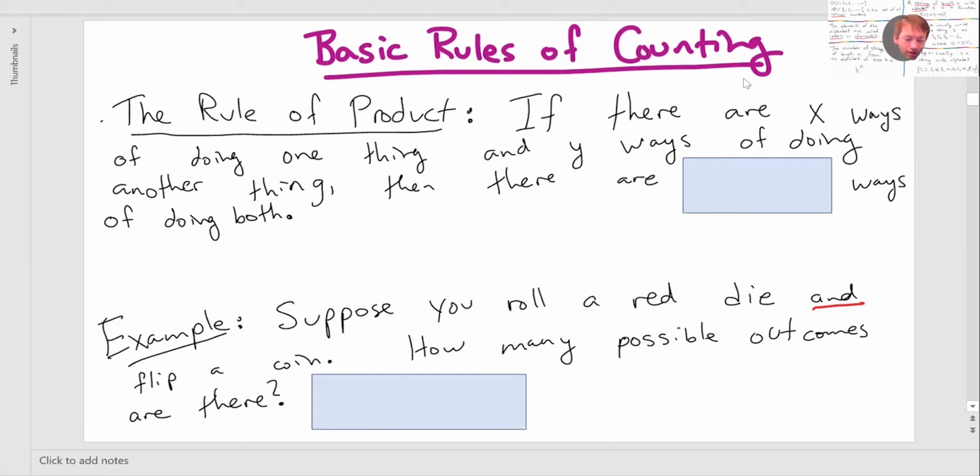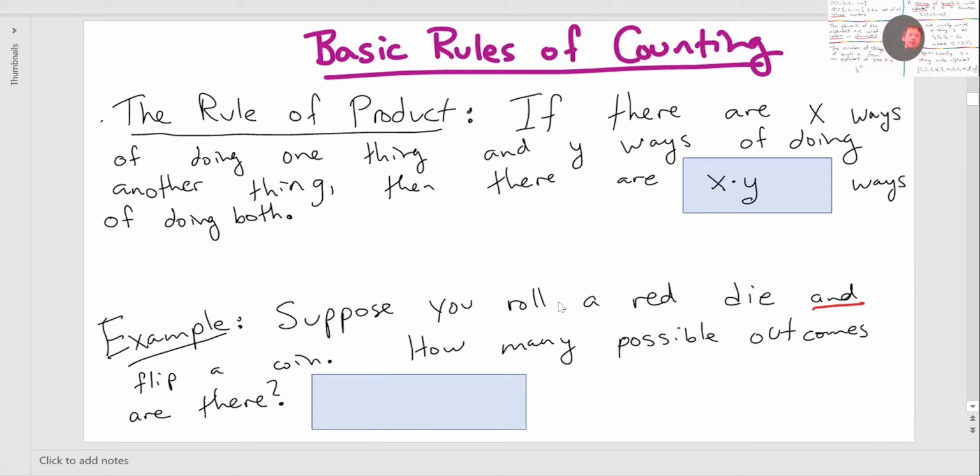Two of the important ideas in enumeration are the rule of product and the rule of sum. So let's start with the rule of product. It's all very intuitive, but it's still important to think about it. Suppose that there's X different ways that you can do one thing, and Y ways of doing another thing. Then how many ways are there to do both of those things? Well, there's X times Y ways to do both. So that is the rule of product.